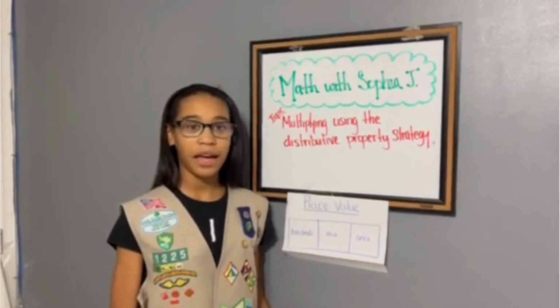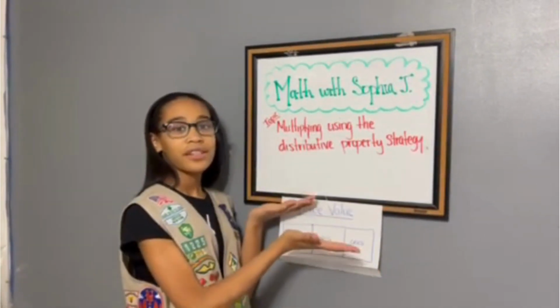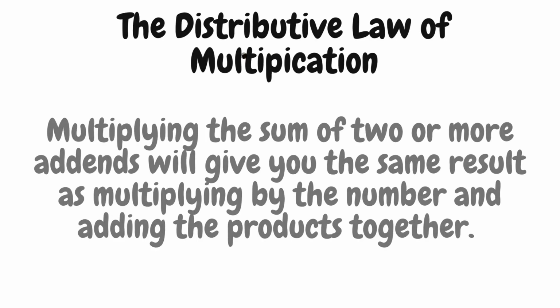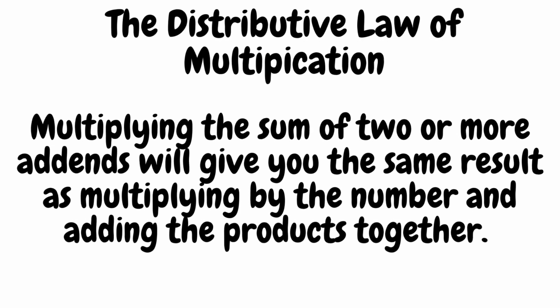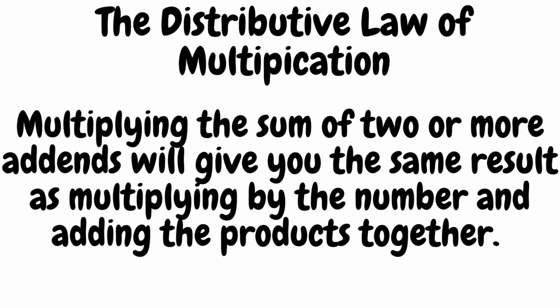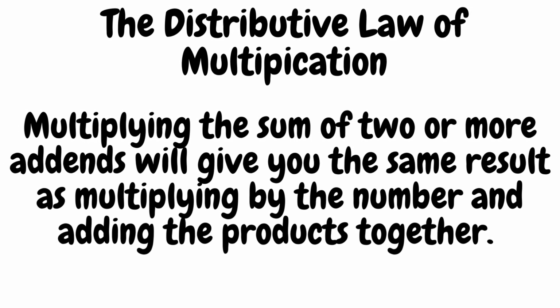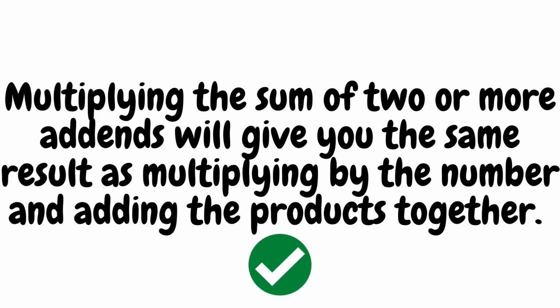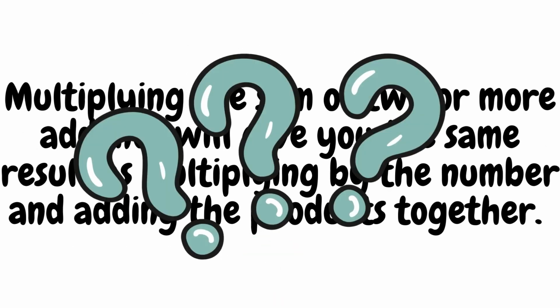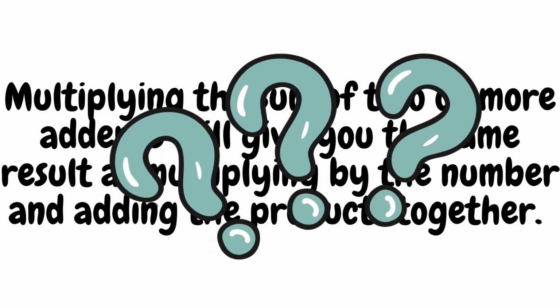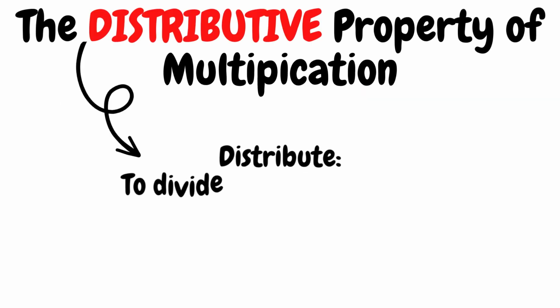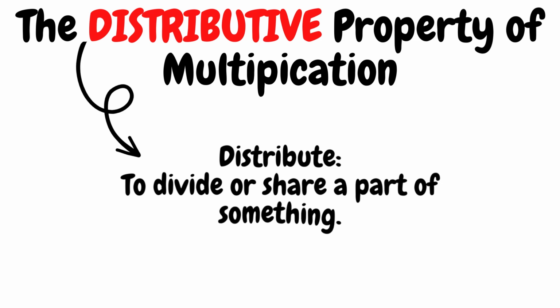Teach you how to multiply using the distributive property strategy. The distributive law of multiplication in math states that multiplying the sum of two or more addends will give you the same result as multiplying by the number and adding the products together. That's a mouthful. And while this definition is correct, what does it even mean? The distributive property of multiplication.